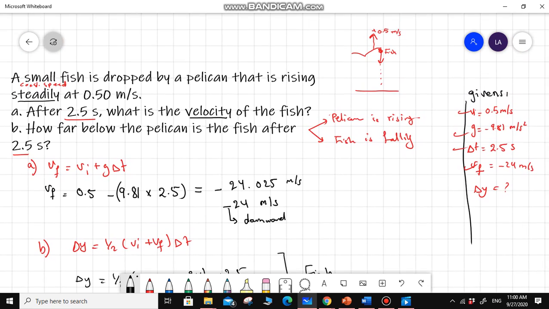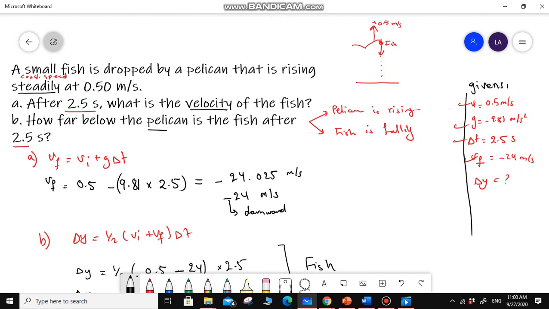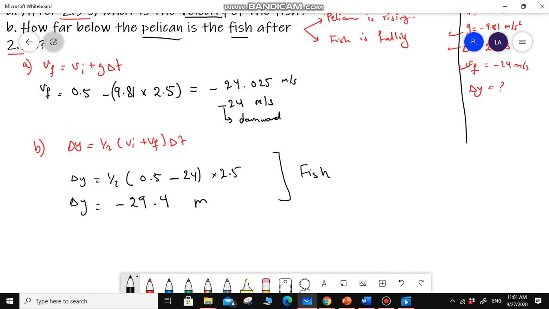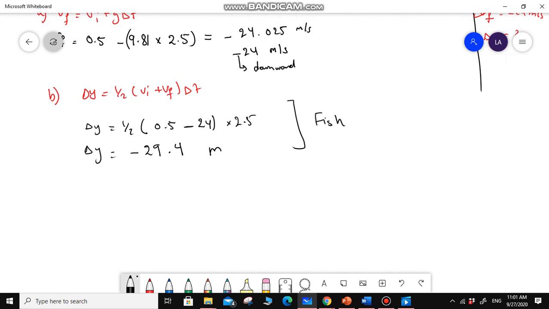Now, to know the distance between the pelican and the fish, I need to consider how much the pelican is rising after this point. So the fish will fall, maybe it will reach here, but the pelican also is rising, maybe it will reach this point, for example. So the distance is made of two parts: how much the fish is falling and how much the bird is rising. For the fish, how far it fell, I already did it. Now let me see, after dropping the fish, what distance the pelican goes up.